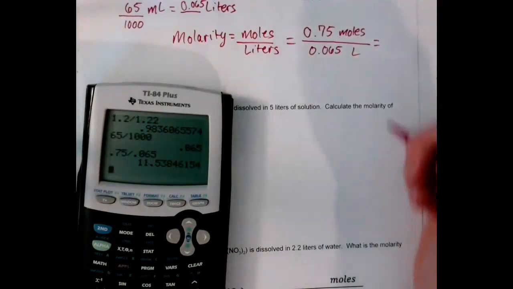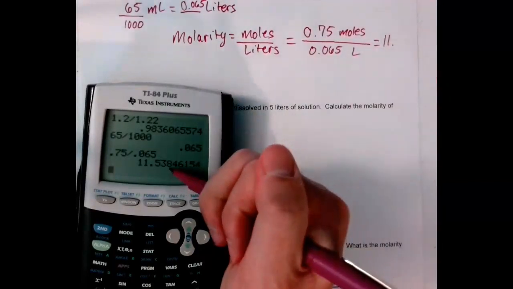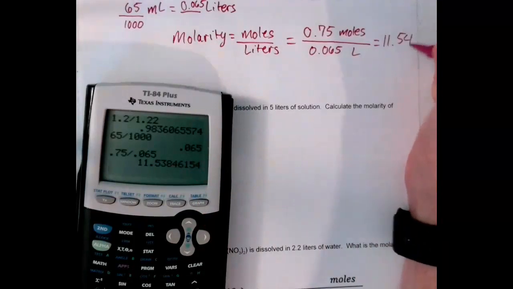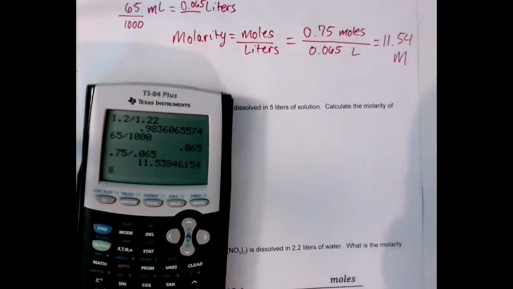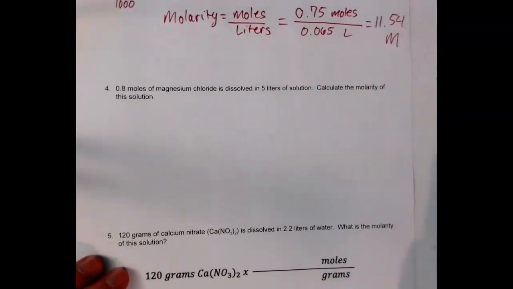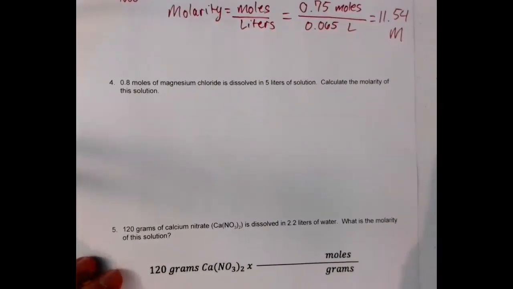All right, and the answer is 11 point, and this 8 here is going to make the 3 go up to a 4, so it's going to be 11.54, and then it's a capital M for molar, because that's the molarity. All right, number 4, it says 0.8 moles of magnesium chloride is dissolved in 5 liters of solution. Calculate the molarity of this solution.